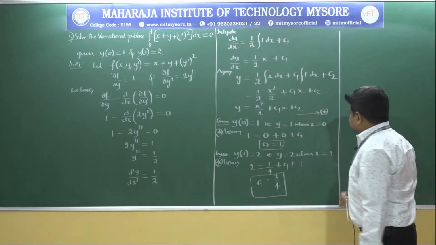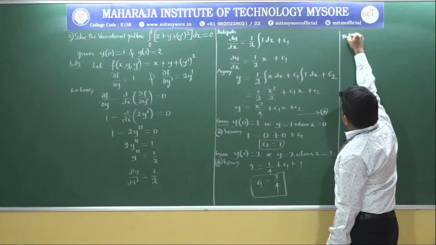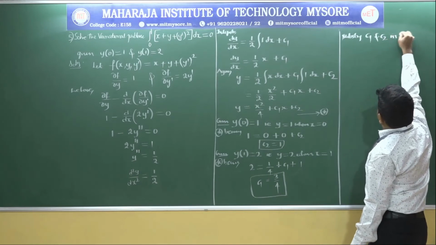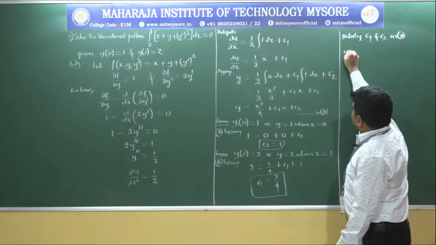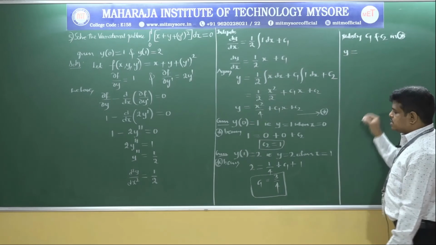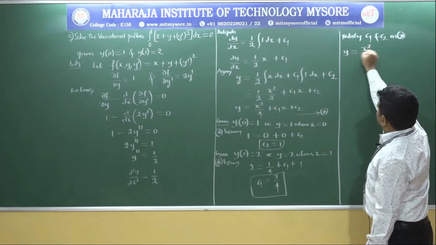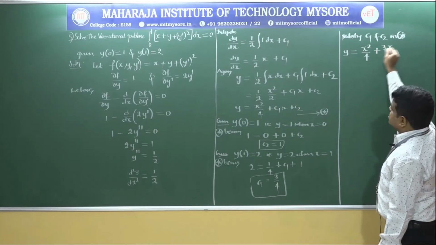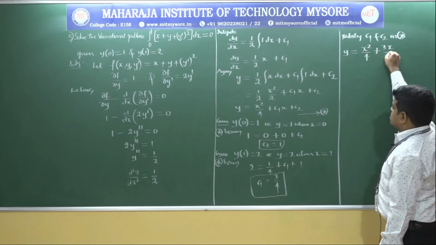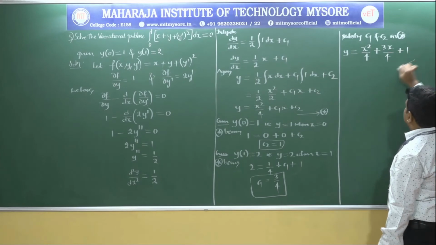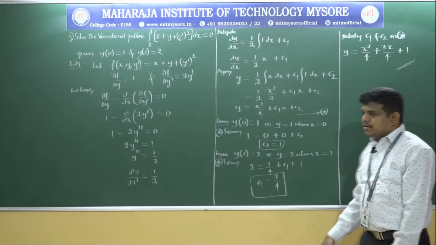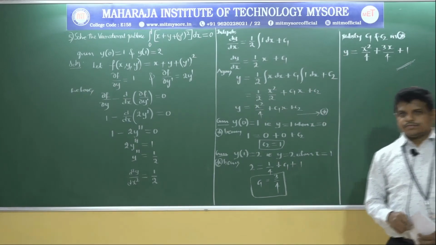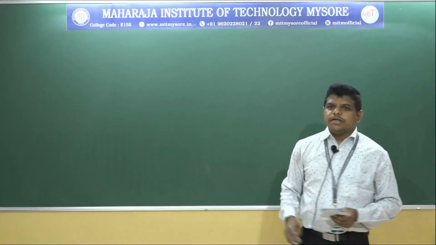Next, last step, substituting C1 and C2 in equation star, we get y equals x square by 4 plus 3x by 4 plus 1, which is the required extremal of the given problem. Okay, we shall move on to the next problem.